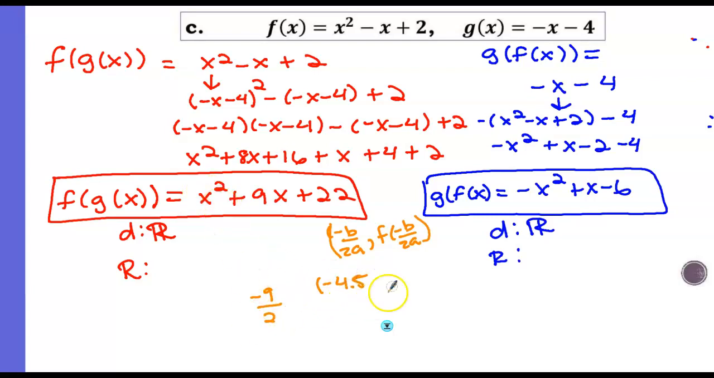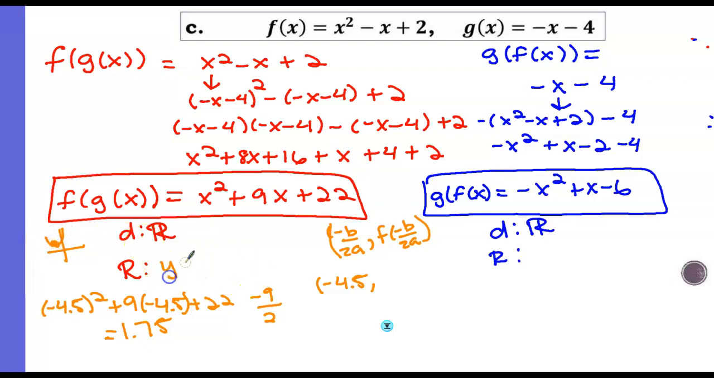And then I have to plug that value into this equation to figure out the range. Okay. All right, I plugged that in, and just a rough sketch of what this quadratic would look like. My lowest value would be at 1.75, something like that. So this range would be y is greater than or equal to 1.75.